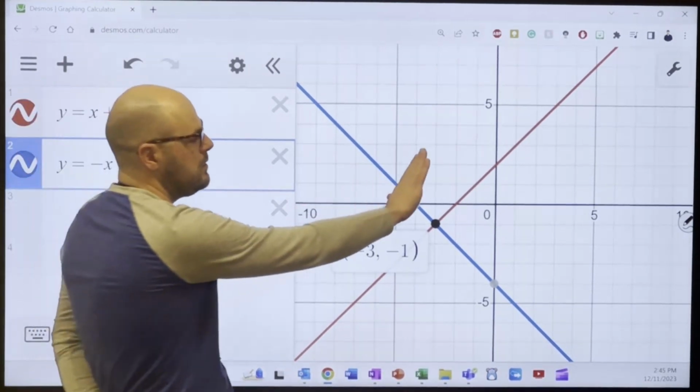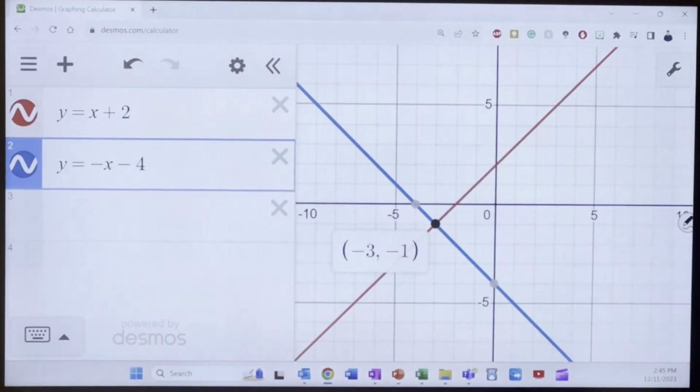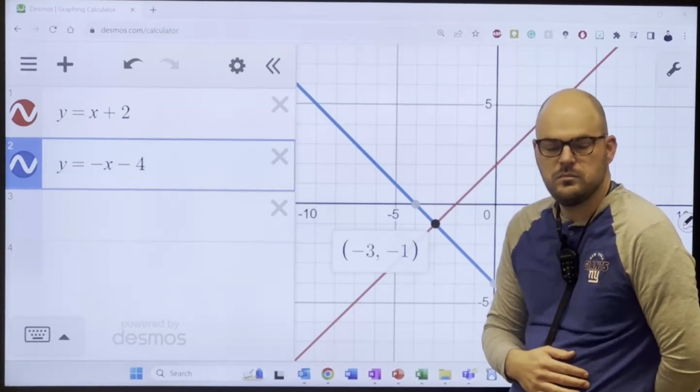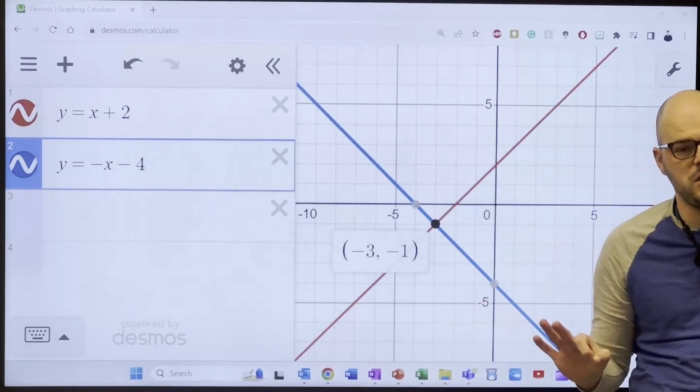Is there any other point that you think would make them both true? No, because that's where they intersect. So this is a what for both of them? The solution. A solution to both equations.